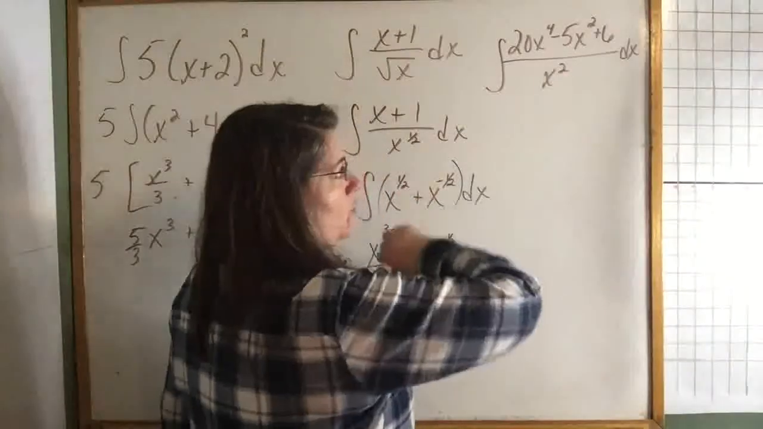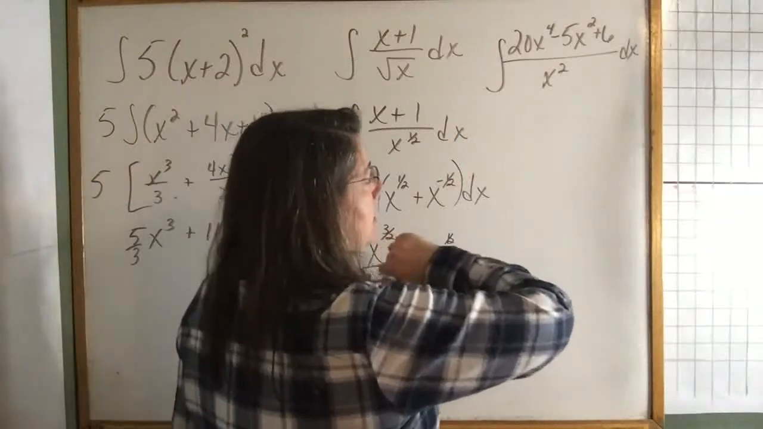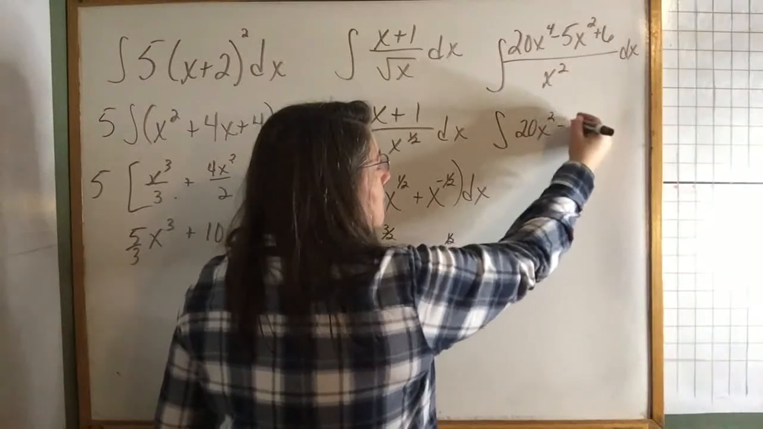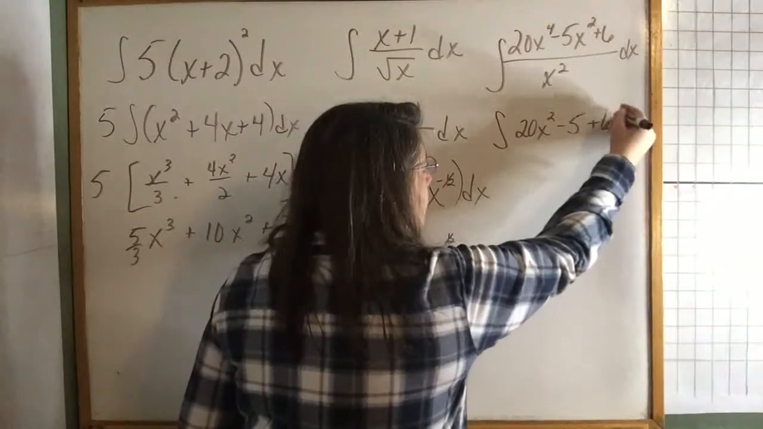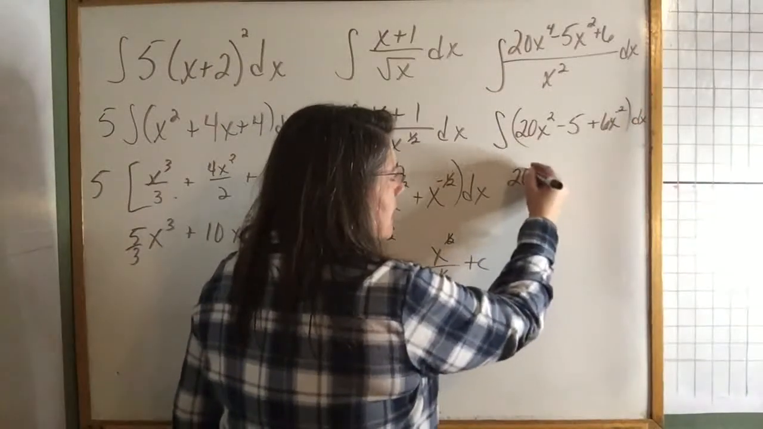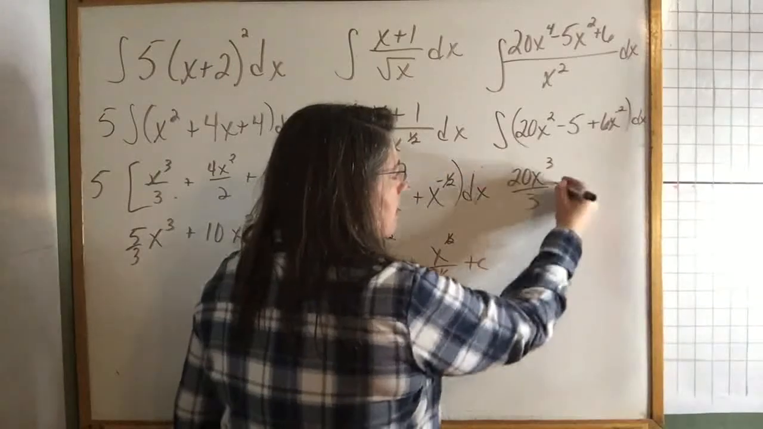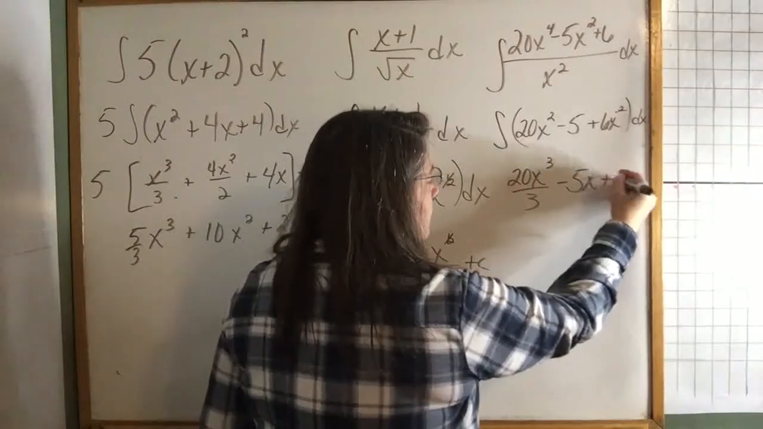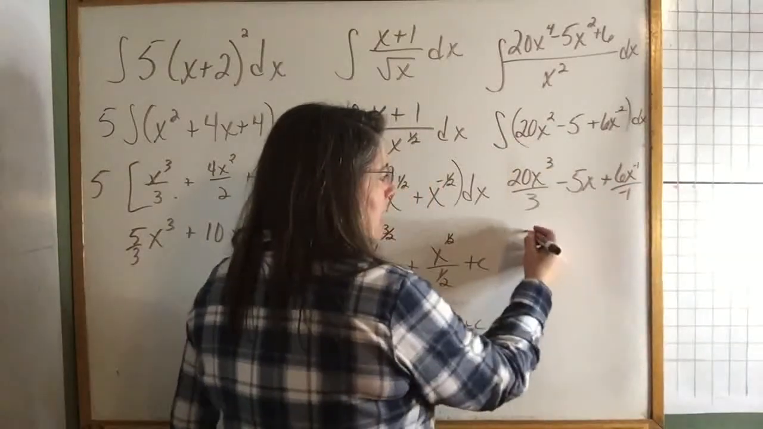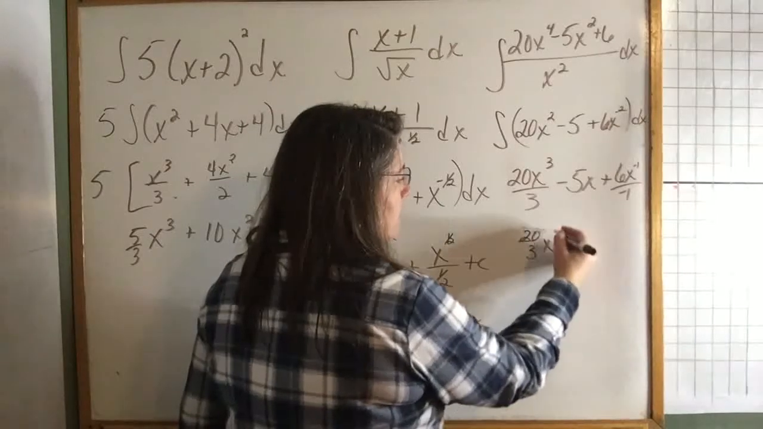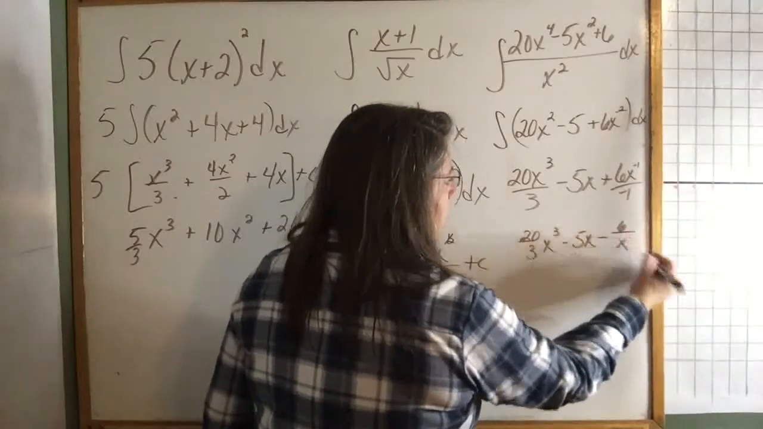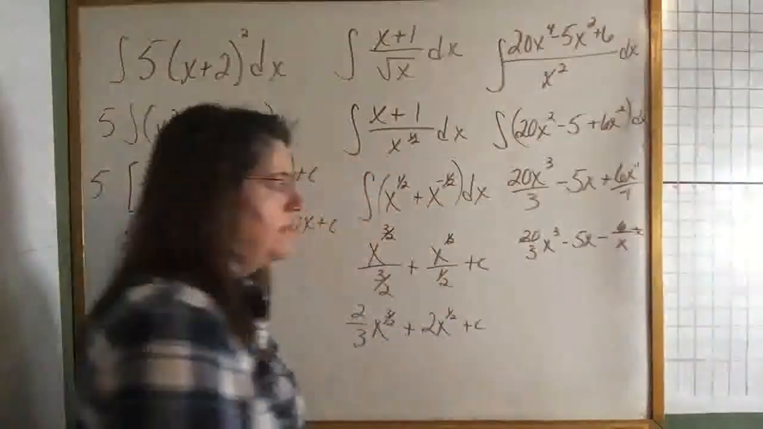We don't have a quotient rule, so there's nothing we can do. We have to simplify it first or rewrite it first. So we would have 20x squared minus 5 plus 6x to the negative 2 dx. For the first term, if I rewrite it, that would be a 20x cubed over 3 minus 5x plus 6x to the negative 1 over negative 1. So we have 20/3 x cubed minus 5x minus 6 over x. And we need the plus c at the end.